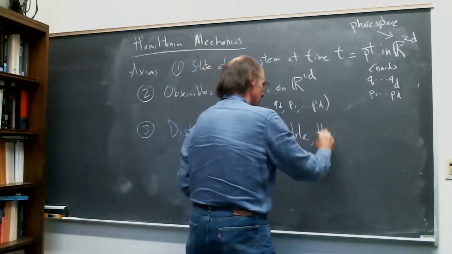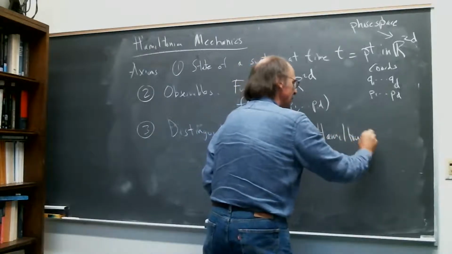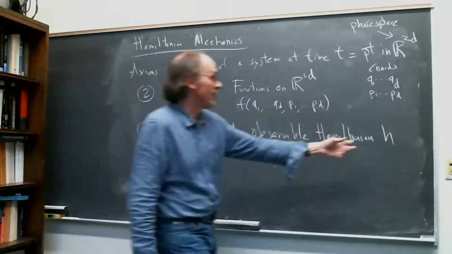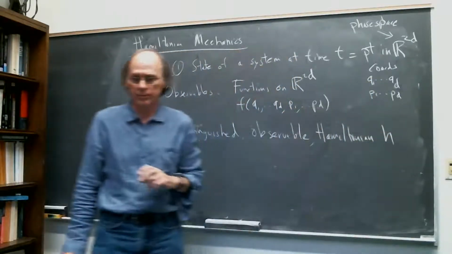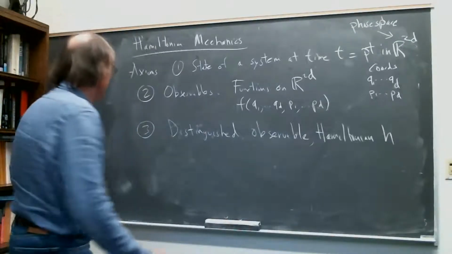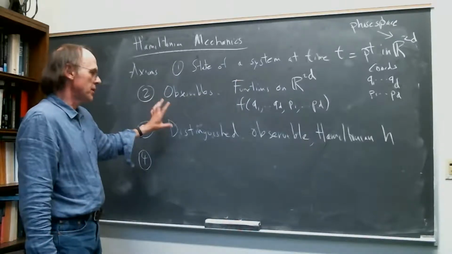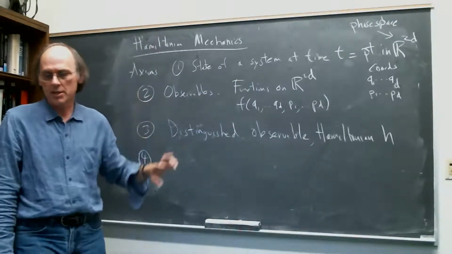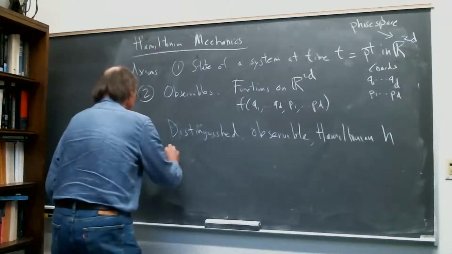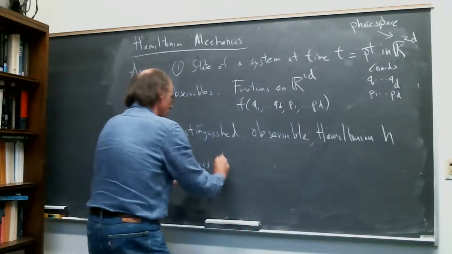Called the Hamiltonian. I'll write it small h. So small h is just some function of the q's and p's. Okay, and then the dynamics is given by, the analog of Schrodinger's equation is given by Hamilton's equations.